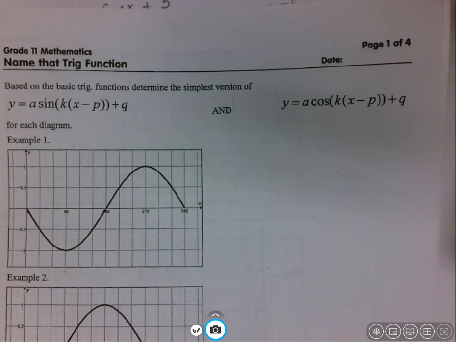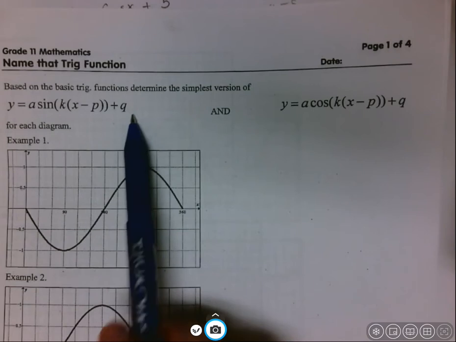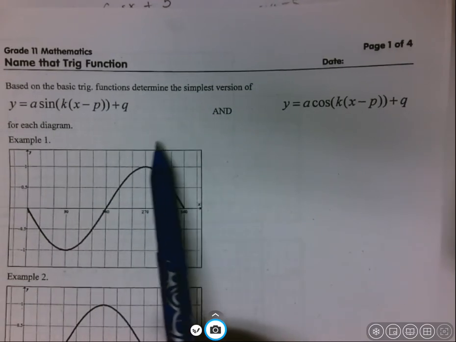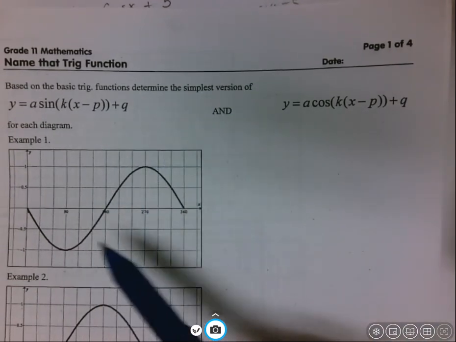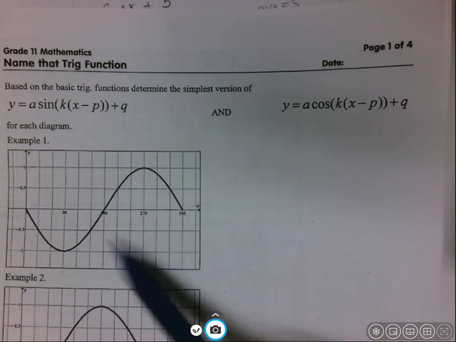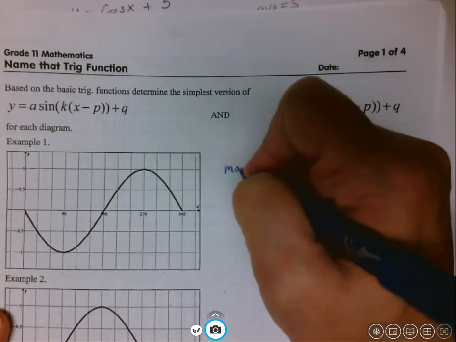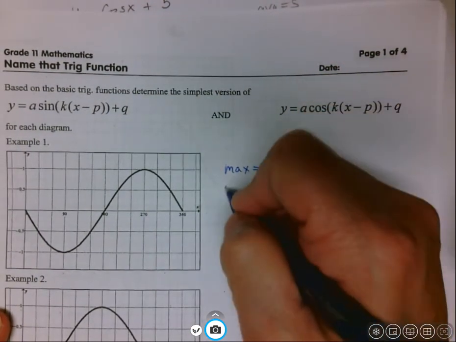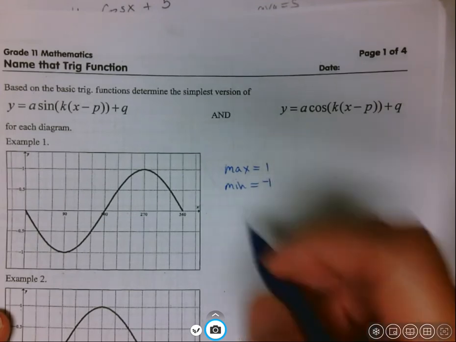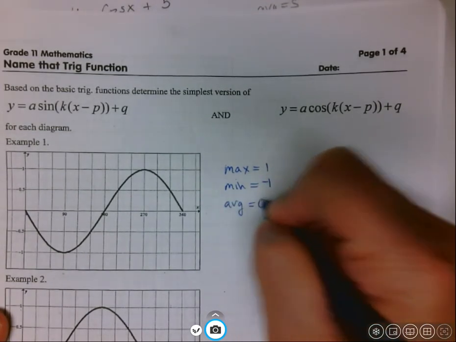So I'm going to work backwards now, given the graph, coming up with the a, k, p, and q, and then writing the equation. This is in your booklet, page 186, and I'm going to look at example 1. Look at example 1 carefully. We can see a few things. We can see that the maximum is 1, and the minimum is -1. We can see that the average is 0.